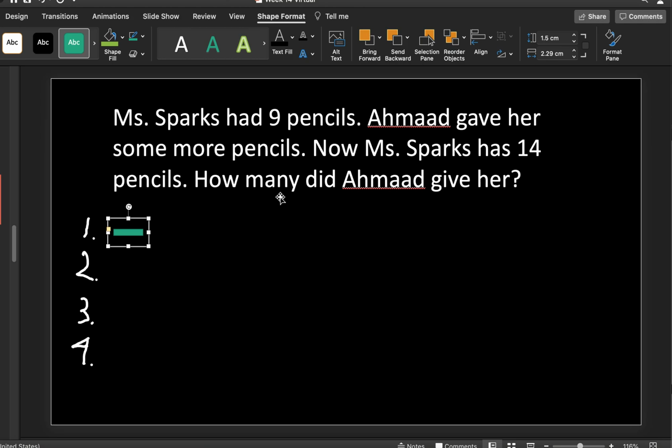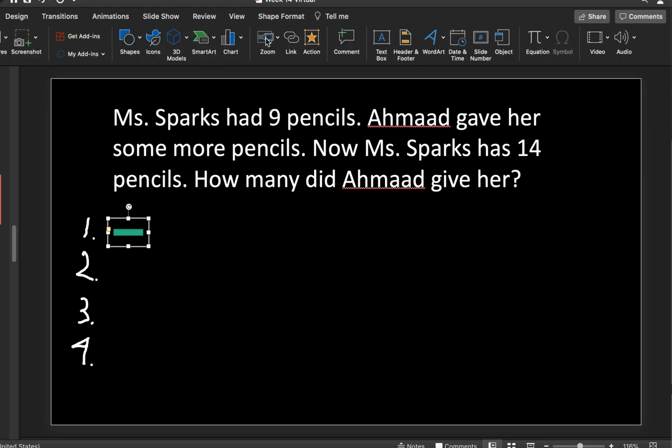Because we got to think through, does this make sense? If I said to add, I would have to add 9 and 14 when they already tell me what I'm ending with. I'm already ending with my 14. So I got to do 14 and 9 and I got to subtract that. All right, next step.